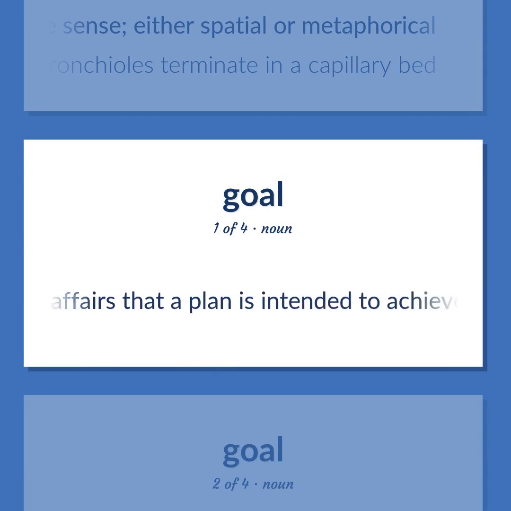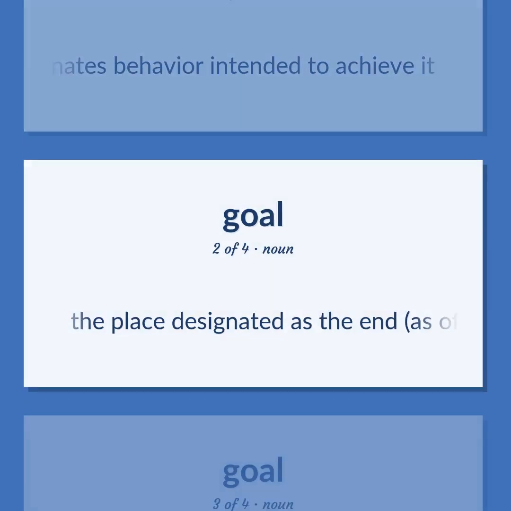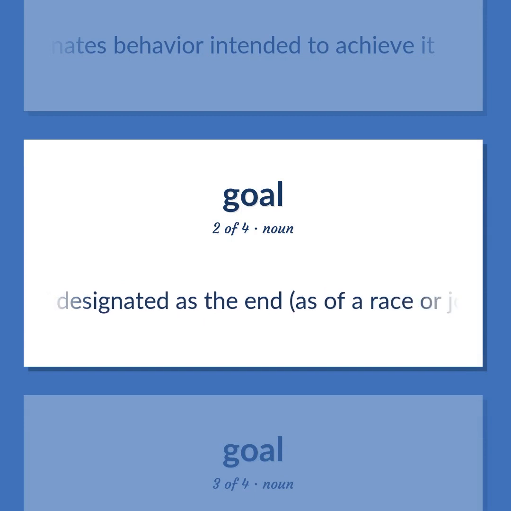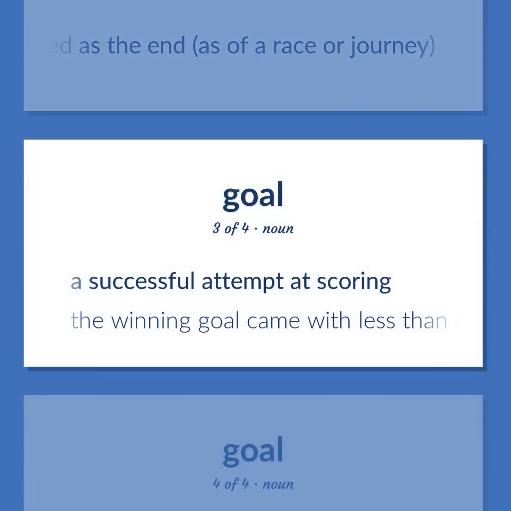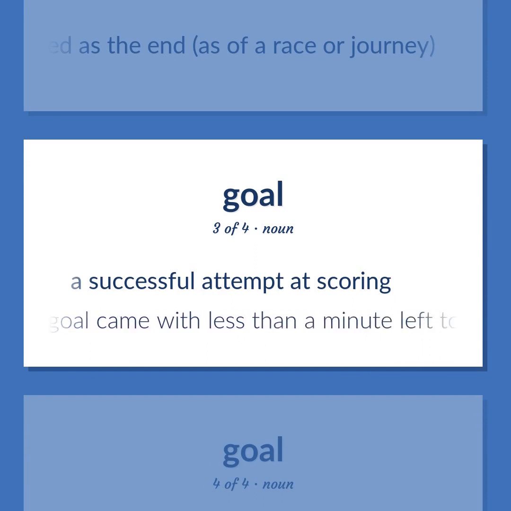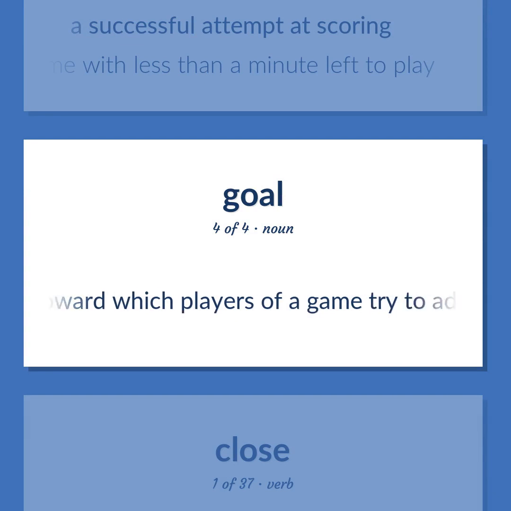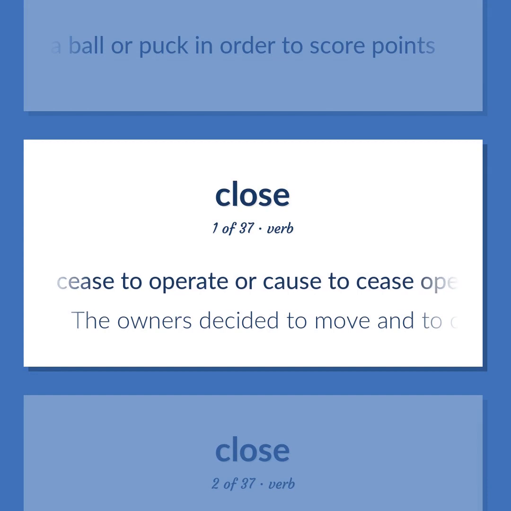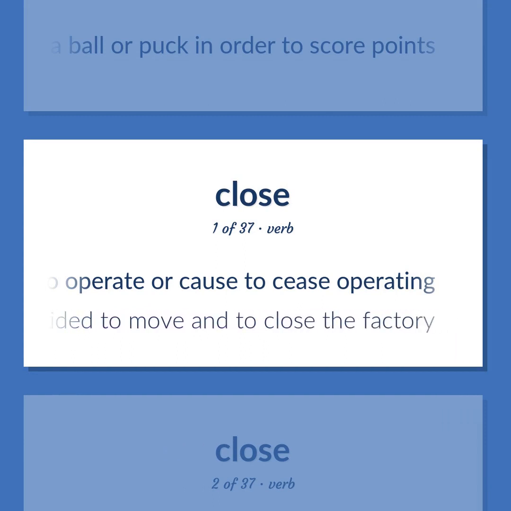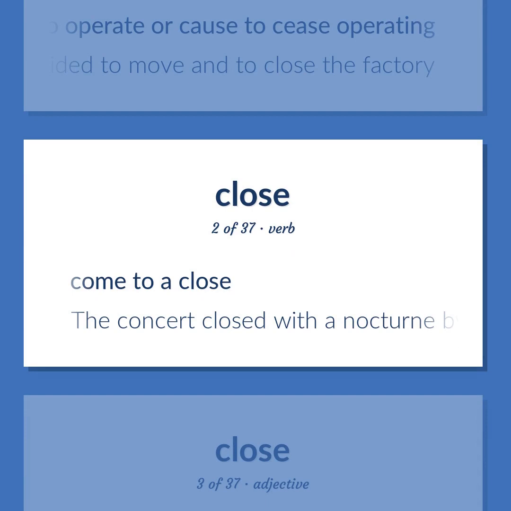The state of affairs that a plan is intended to achieve and that, when achieved, terminates behavior intended to achieve it. The place designated as the end, as of a race or journey. A successful attempt at scoring. The winning goal came with less than a minute left to play. Game equipment consisting of the place toward which players of a game try to advance a ball or puck in order to score points. Cease to operate or cause to cease operating. The owners decided to move and to close the factory. Come to a close. The concert closed with a nocturne by Chopin.